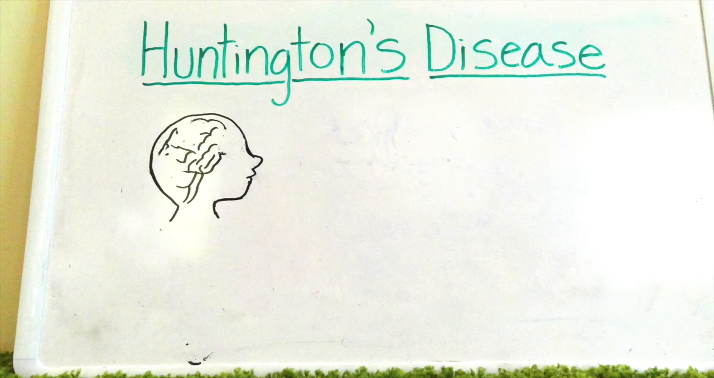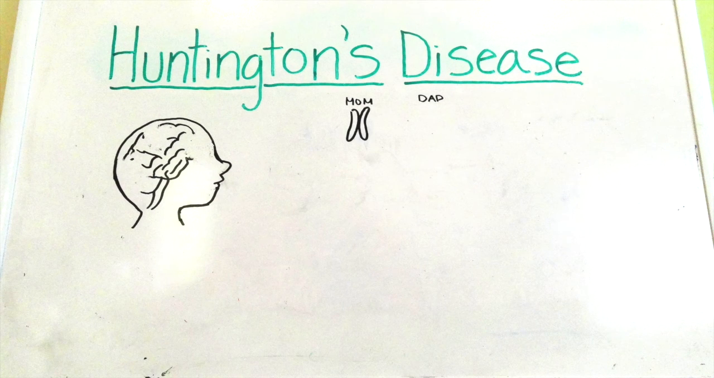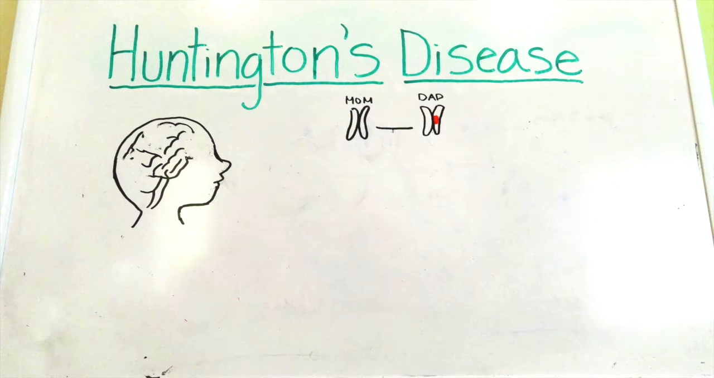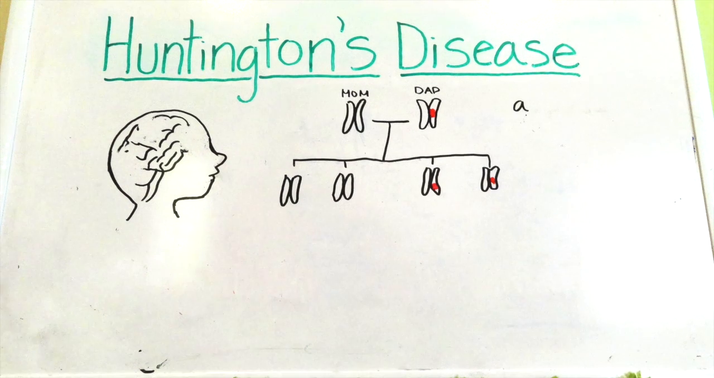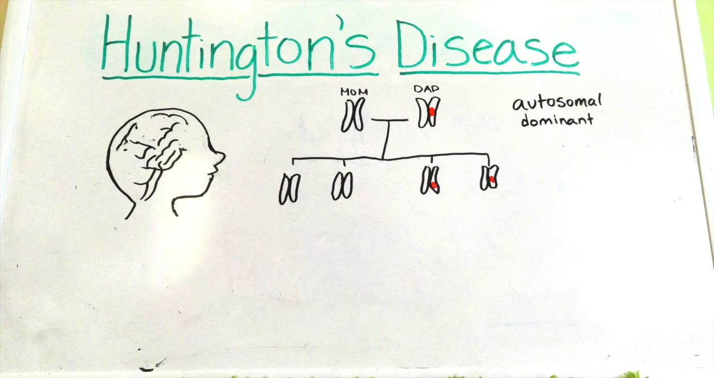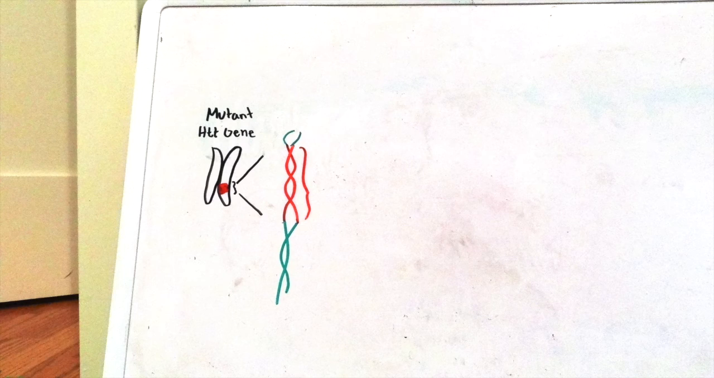To get this disease, we first take mom, who in this case has a normal Huntingtin gene and no disease, and dad, who has one mutant Huntingtin gene on his chromosome. If they have 4 kids, then by probability, 2 will have the disease and the other 2 won't. This is called an autosomal dominant disorder, which means they can have 1 copy of the mutant gene and still get it. When looking at dad's chromosome up close, we'll focus on the Huntingtin gene specifically.